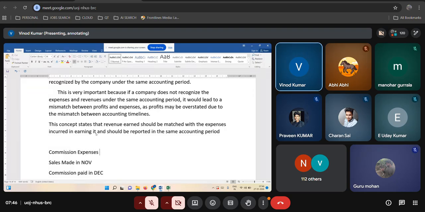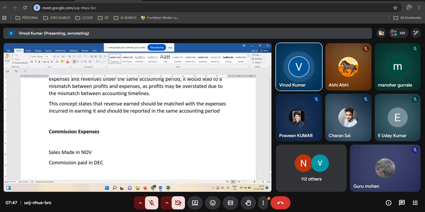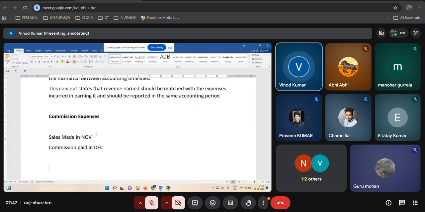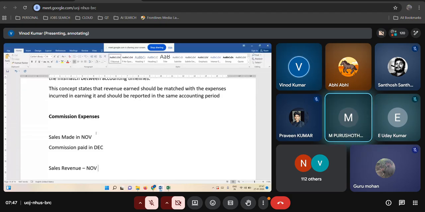It is commission expenses, guys. The concept is commission expenses. Generally, if you make any sales, the company will pay the commission or incentives to you. So we made sales in November and we need to pay that commission in December to the sales agent. In which month is the revenue earned? Sales revenue is earned in November.